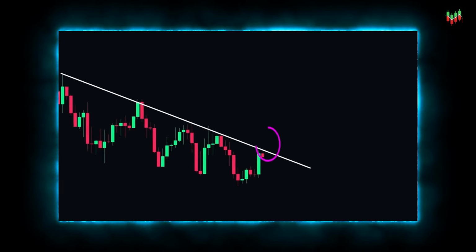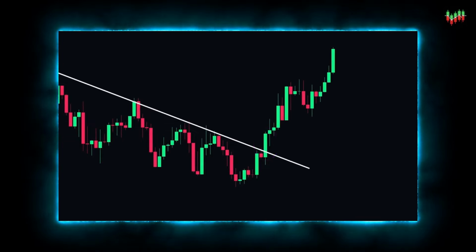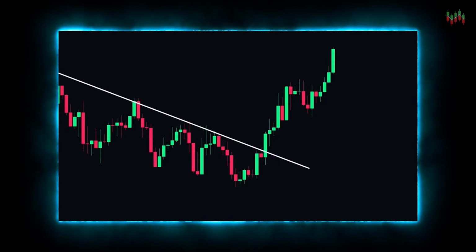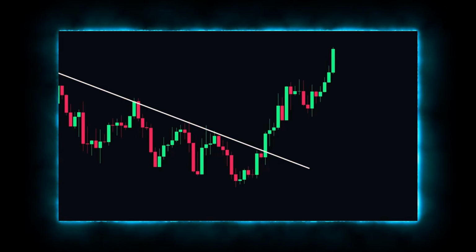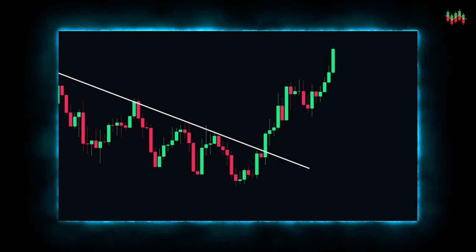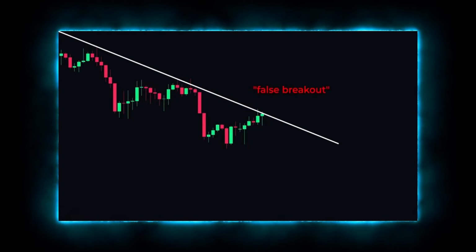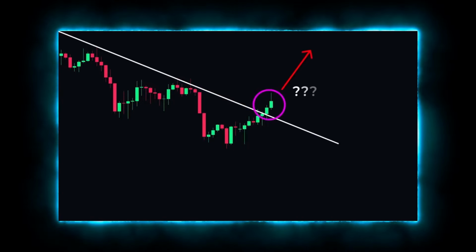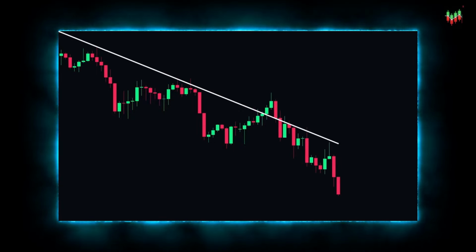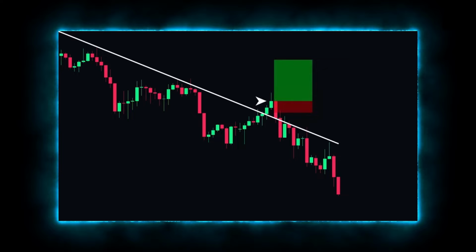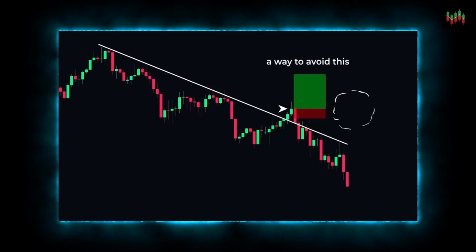Normally, if price breaks out of a trend line, it signals a trend change to an uptrend, because a trend line break tells us that the existing downtrend structure has been broken. However, you can't just blindly enter positions when a trend line breaks, because price could form what's called a false breakout. This is when price breaks a trend line, making you think a trend change is happening, but it reverses back down instead. If you entered a buy position, you'll end up taking a loss. Now, there's actually a way to avoid this.